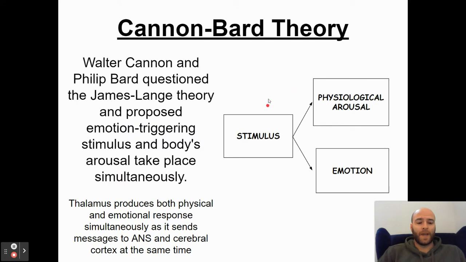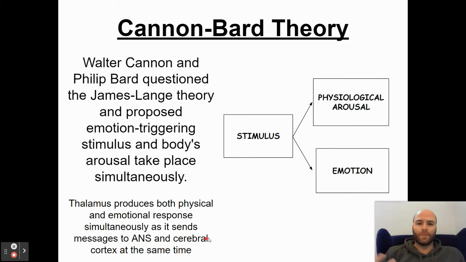Okay. After they put forth that idea, Walter Cannon and Philip Bard kind of questioned it. And they said, I don't know if that's really true. And they proposed that an emotion-triggering stimulus and the body's arousal take place at the same time. Okay. So they would say you have this event or this stimulus, and you have a physiological arousal, your heart starts racing, you start sweating, and your emotions are felt at the same time. They happen simultaneously. Okay.